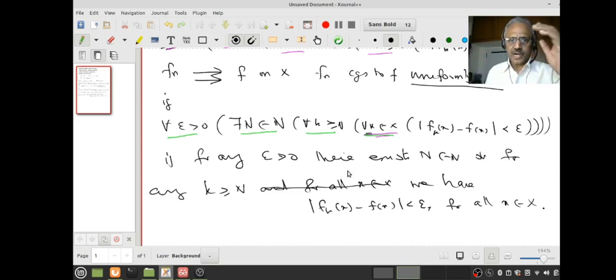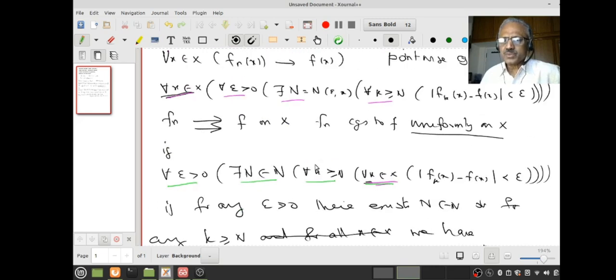In the pointwise convergence, for all x in capital X comes at the front, whereas in the uniform convergence it comes at the end. Okay. Just don't mug up the definition, try to learn this. So what does this mean?